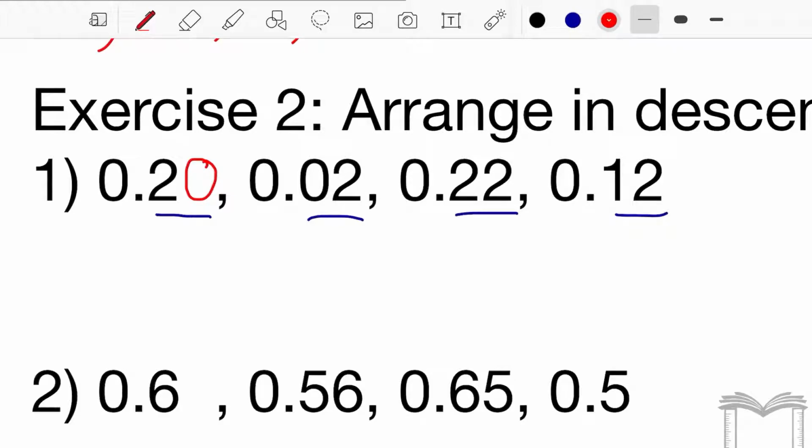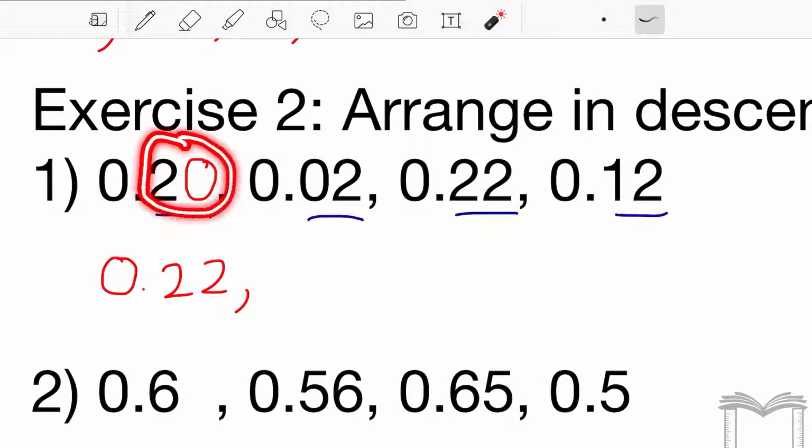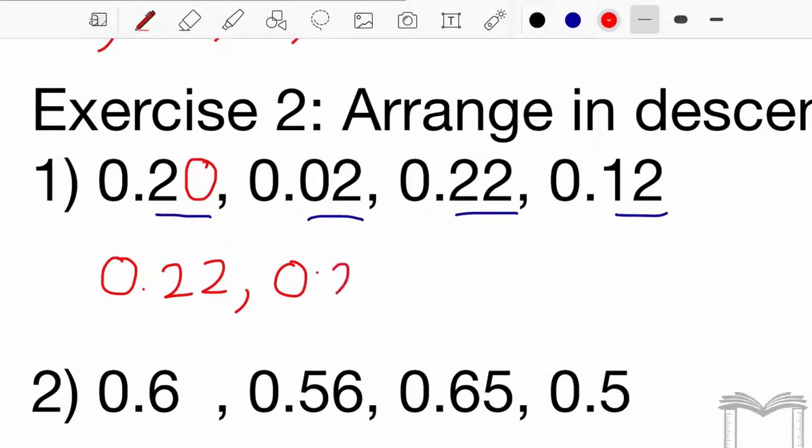So descending again from largest, so 22, but we must write it as it was given, which is 0.22. Then we have 0.2, which in this case looks like 20. Right, so we leave out a 0. Then we have the 12, which is really 0.12. And then we have 2, which is really 0.02.